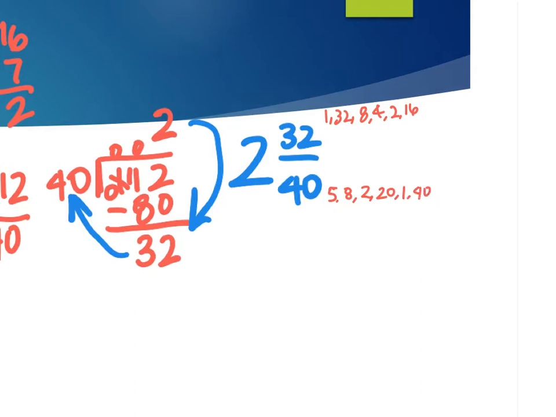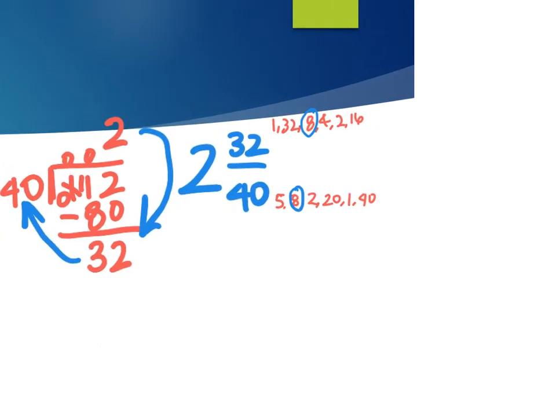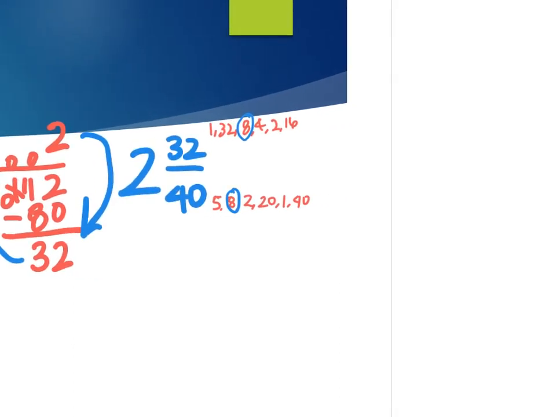Okay, I'm looking and I'm seeing that I do have a common factor. I wrote an 8 on both of these lists. So I need to divide my 32 and my 40 by 8. So I'm going to do 32 over 40 divided by 8 divided by 8. And that's going to equal 4 over 5, because 32 divided by 8 is 4, and 40 divided by 8 is 5.